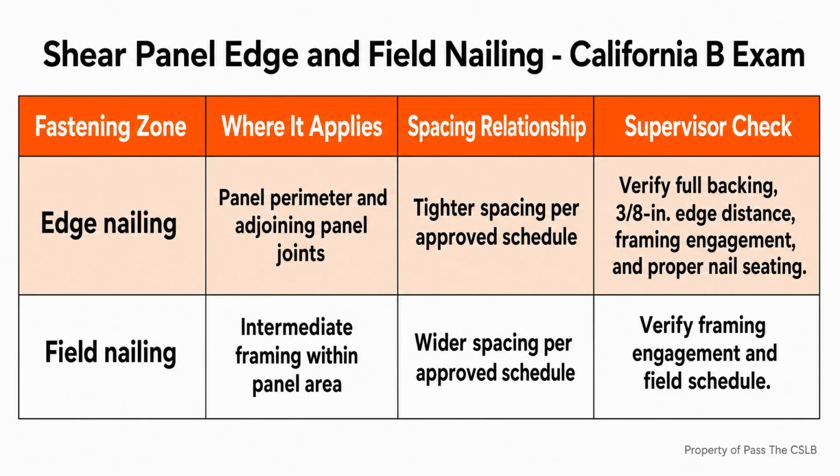Every perimeter fastener needs sound panel material on one side and real framing or solid blocking on the other. If either side of that connection is missing or damaged, the fastener can look installed while the intended shear transfer is weakened or absent at that point.